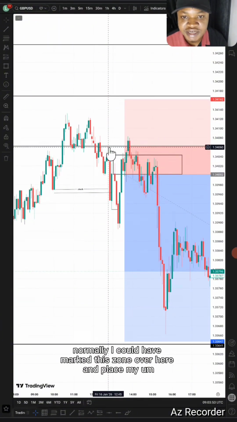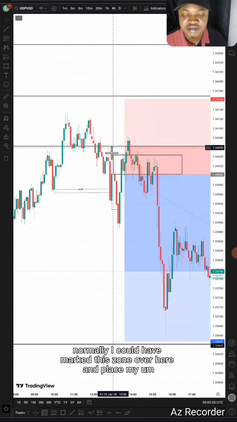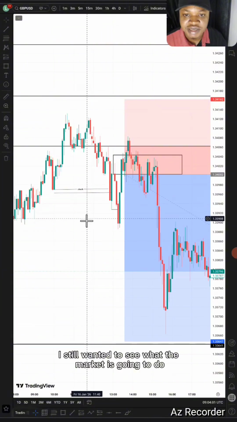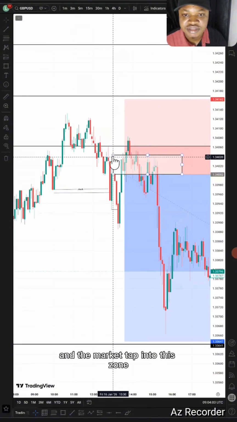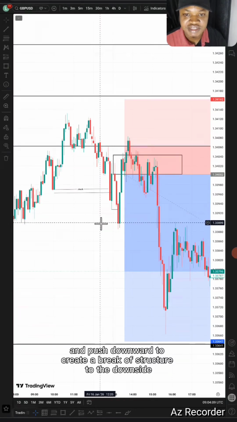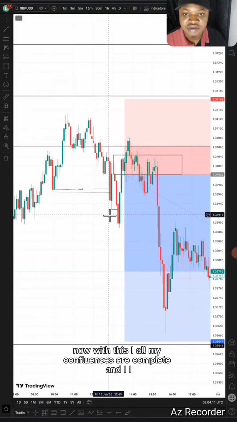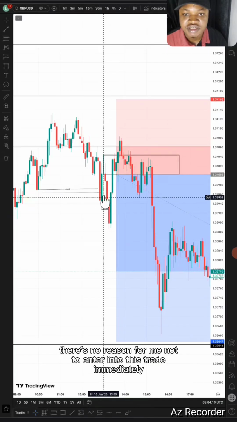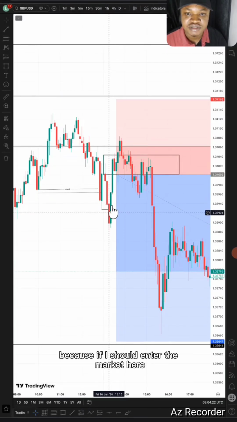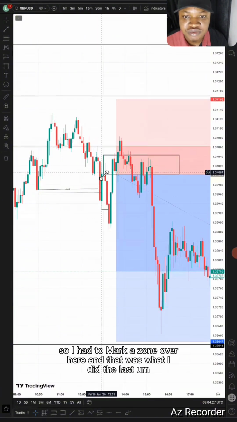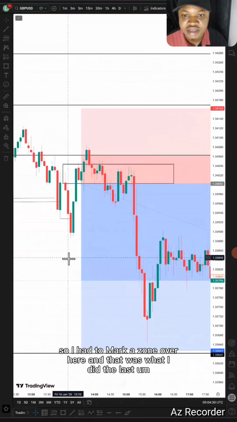Normally I could have marked this zone over here and placed my sell limits, but I still wanted to see what the market is going to do, and the market tapped into this zone and pushed downward to create a break of structure to the downside. Now with this, all my confluences are complete, and there's no reason for me not to enter this trade immediately. I didn't enter the market here because I might be too early. So I had to mark a zone over here, and that was what I did.